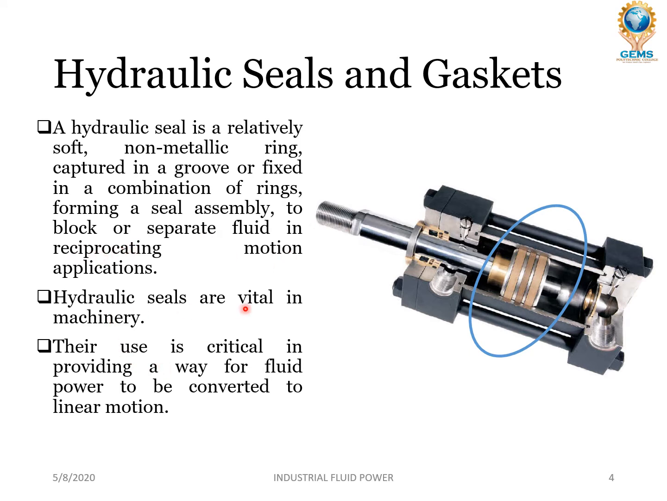So hydraulic seals are vital in machinery. Their use is critical in providing a way for fluid power to be converted to linear motion. This is the hydraulic seal which is used in the piston rod and in the piston head. It is used to separate the fluid from the reciprocating metal parts.